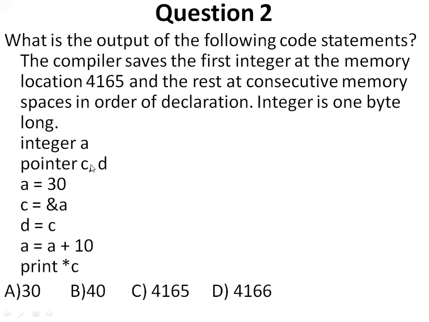So there are two pointer variables C and D. A is assigned 30 and C is assigned the address of A. Then D is assigned C. Then A is incremented by 10, or A is added with 10. Then it prints star C. So what output will we get from this? A, 30, B, 40, C, 4165, and D, 4166.